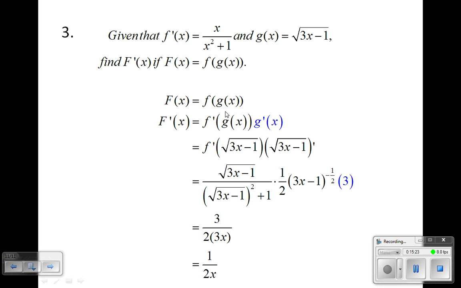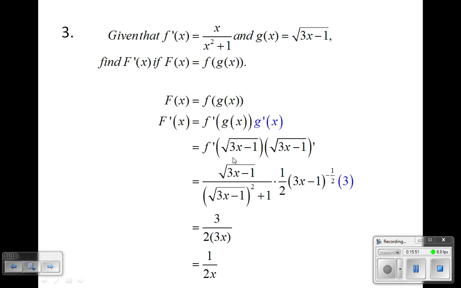So the derivative of f of g of x is f prime of g of x times g prime of x, the chain rule part of it there. So really, I just have to kind of plug things in where they go. So g of x is right here, so I'm going to replace g of x with root 3x minus 1. So really what I want then is f prime of this times g prime of x. So I want the derivative of this, prime of this thing.